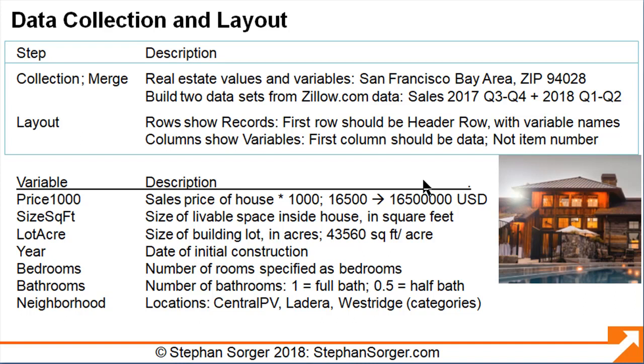The sixth variable gives us the number of bathrooms, and the seventh variable gives us the neighborhood of the home, which can be one of three categories: Central PV, Ladera, or Westridge. Because we have a mix of data, we'll likely want to use data frames in R to capture the data.